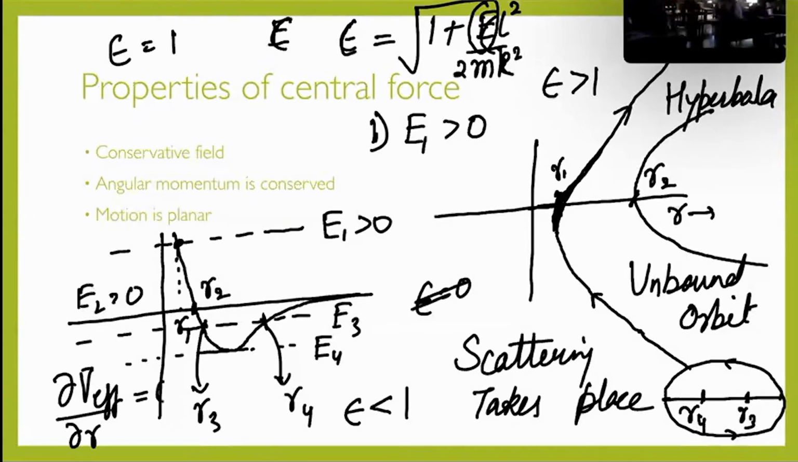Okay, del V effective by del R, minimum point. How do you find out the minimum? You have a function, you find out its first derivative, equate it equal to 0, and then the second derivative, if it is greater than 0, then that is your minimum point. For this, you will be getting a bound orbit and the trajectory will be circular.